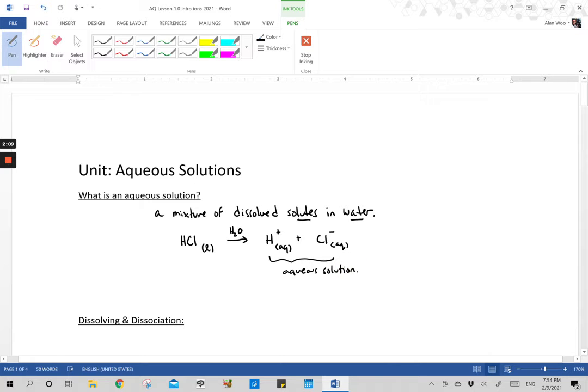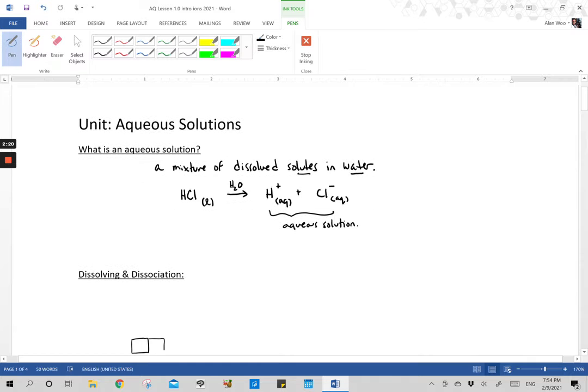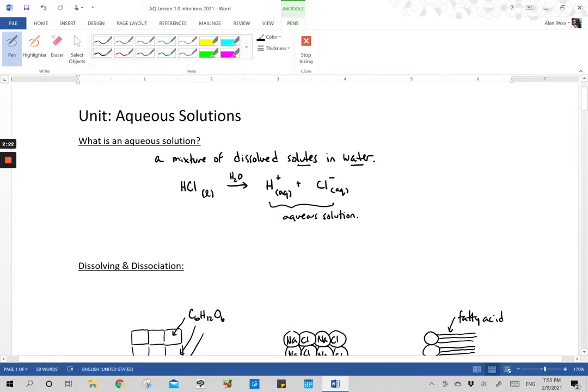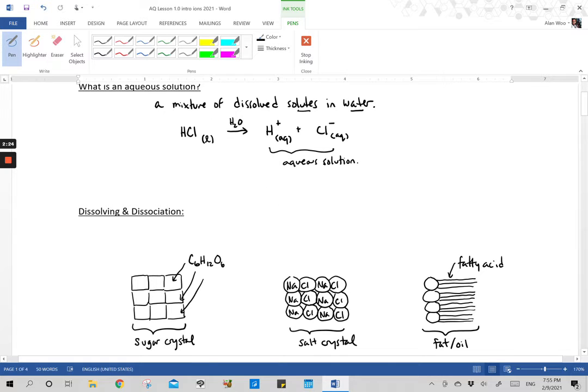But like I said, not every type of substance that dissolves in water dissolves in the same way. So to get an understanding of that, let's take a look at what it means to dissolve and what it means to dissociate. Dissociation is a term that we use basically meaning to separate. It's different from decomposition, and we'll see why.